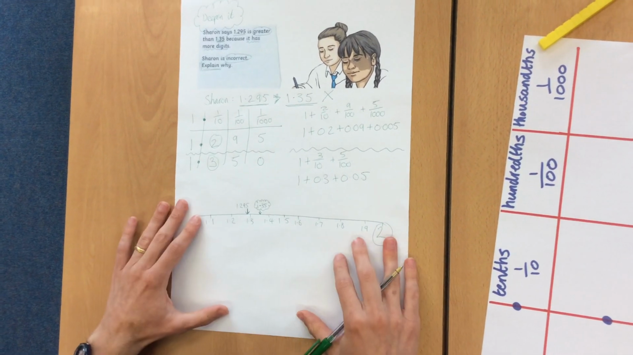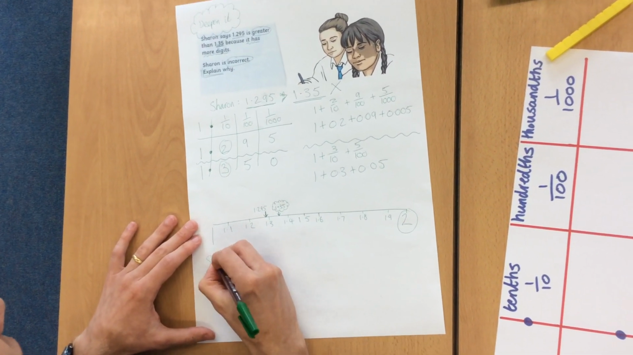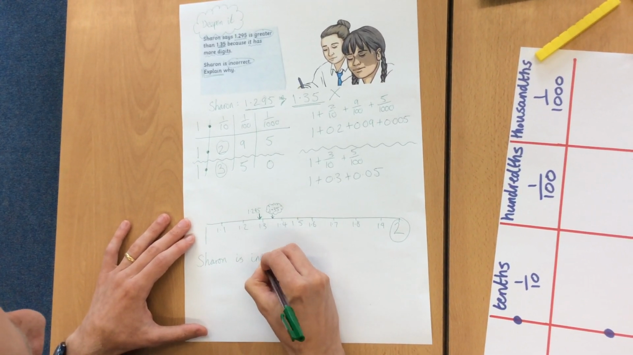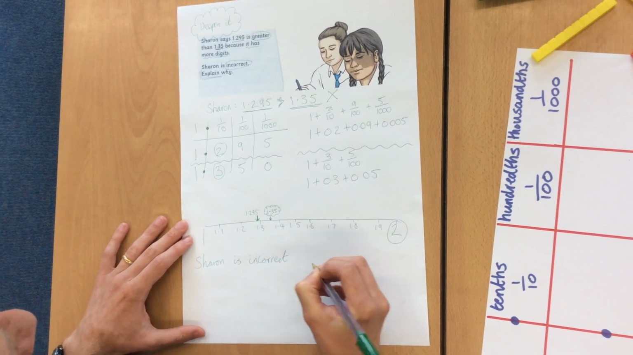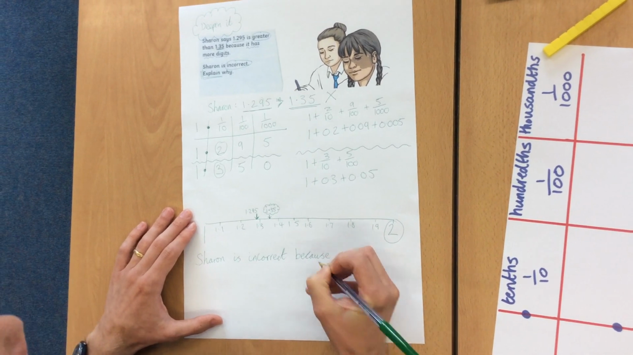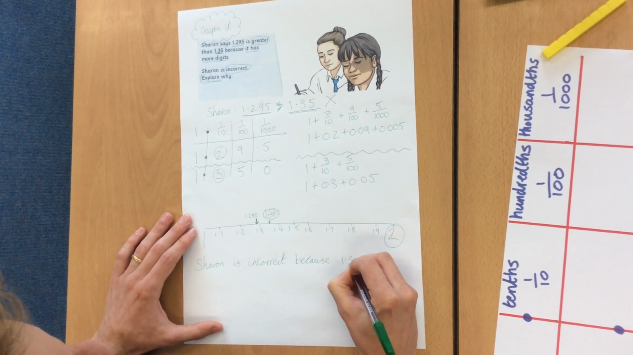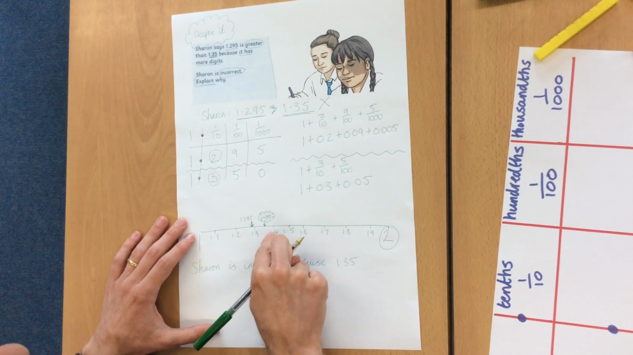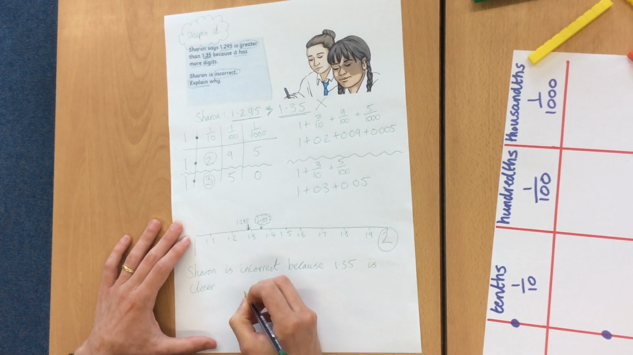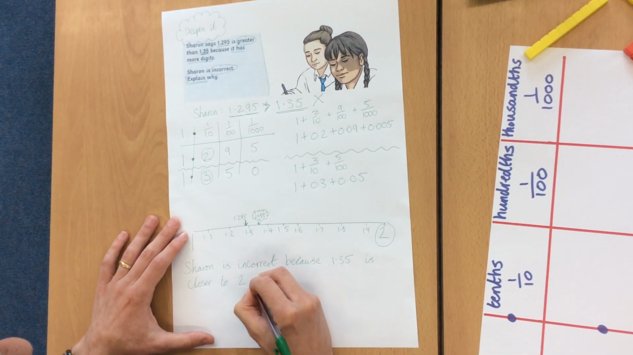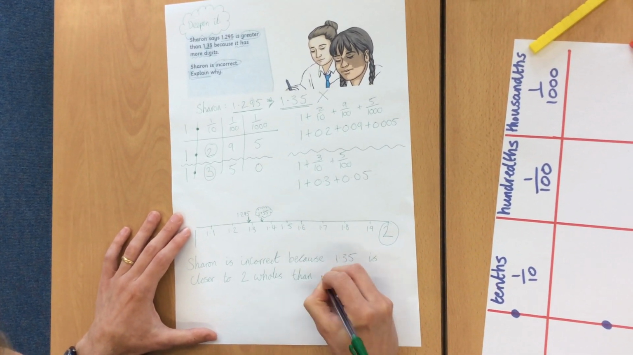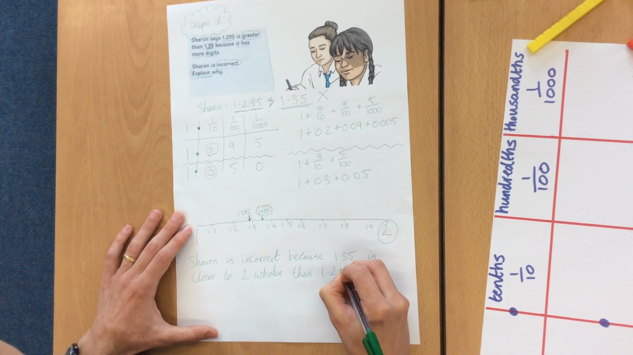Right, so let's think of an explanation. Well, first of all, I'm going to start writing, Sharon is incorrect. And we know that is true because it says so in the question, but we've also explored that. So Sharon is incorrect because 1.35, let's have a look at our number line now. 1.35 is closer to 2 wholes than 1.295.